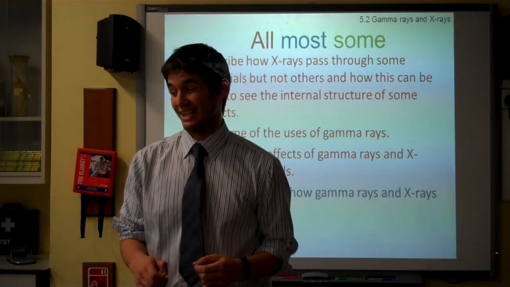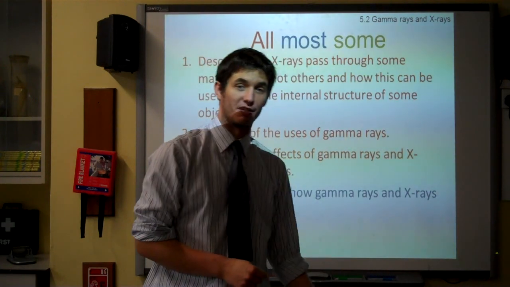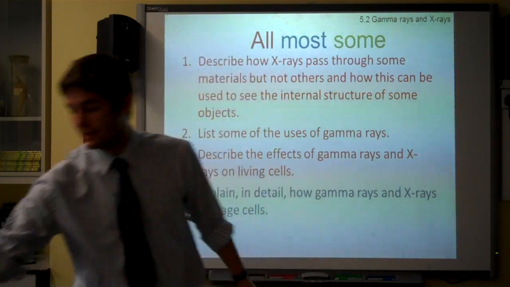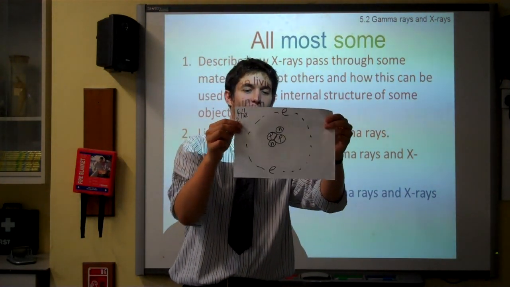Okay, gamma rays and X-rays are towards the right-hand side of the spectrum. That's the high energy end of the spectrum. And therefore it is ionising. Ionising. What does ionising mean? Okay. Well, look at the atom. There's a picture of the atom.